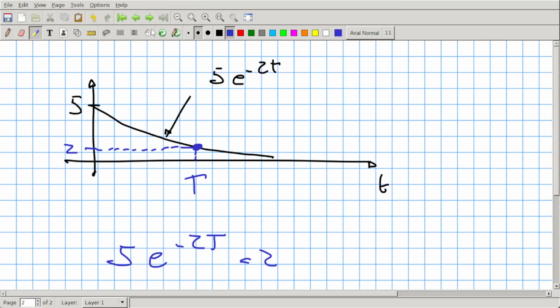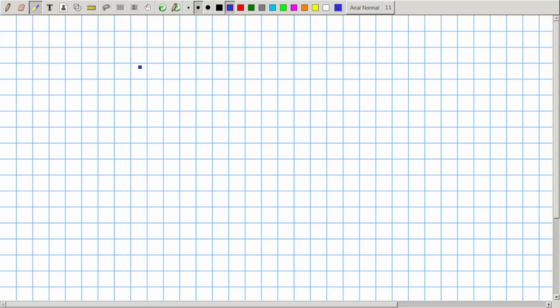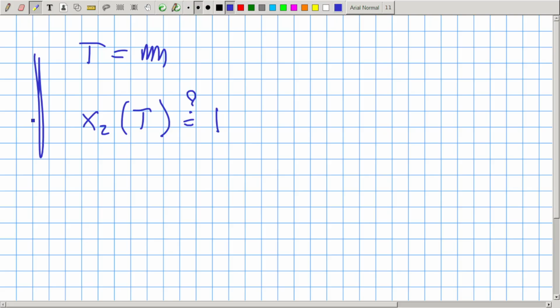Now, we were asking ourselves whether for t equals that number, I'm going to have x2 of capital T equal to, what was it, 1. How would you solve it? Go. Is it clear what we are trying to do?